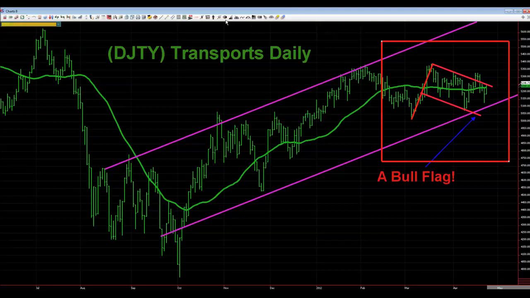So far, the only test of that bull flag has been down here, and it held. And now we're testing the higher end of the bull flag. If you get above that, the bull flag will have proven to work, and we will take off in the transportation average. So very interesting how quickly the picture can shift from what looks bearish to suddenly bullish.